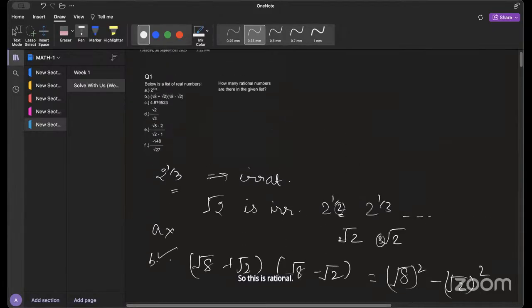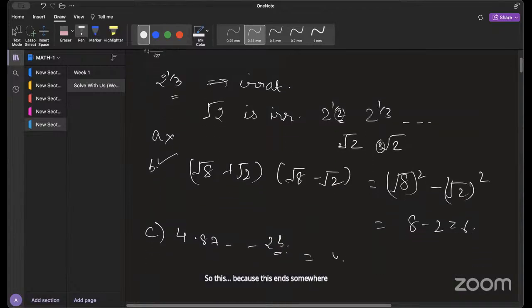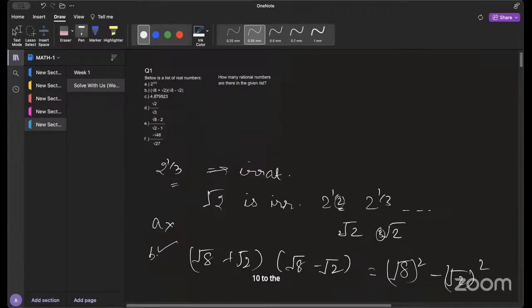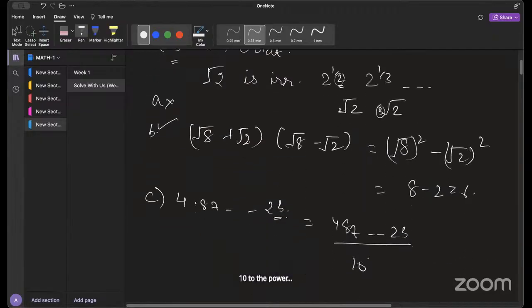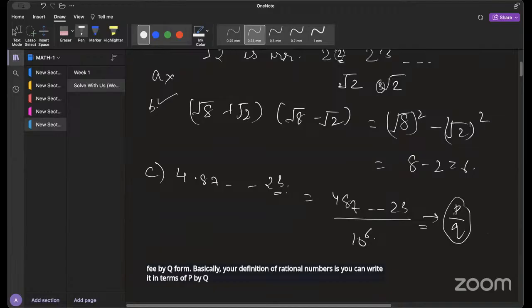And C part is 4.87, and it basically ends. That's what matters. Because this ends somewhere, you can write it as 487 by 10 to the power 2, or in general something over 10 to the power 6. So this is a rational number because you can write it in p by q form. Basically, your definition of rational numbers is that you can write it in terms of p by q where q is not 0. So this is a rational number.